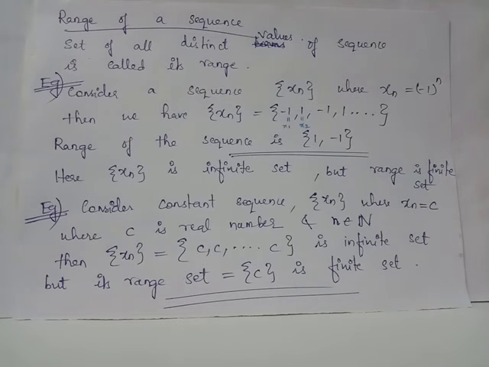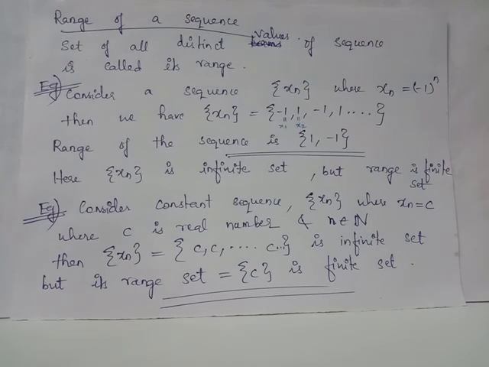Similarly, we have another example. Consider the sequence x_n, where each term x_n equals c, where n belongs to the set of all natural numbers. This means that the first term x1 equals c, the second term x2 equals c, the third term x3 equals c, and so on. There are infinitely many c's which comprise the sequence x_n. Thus this sequence is an infinite set. When you consider the set of all distinct values, the range of the sequence will be the singleton set {c}, which is a finite set.